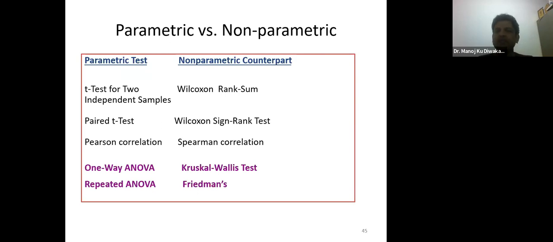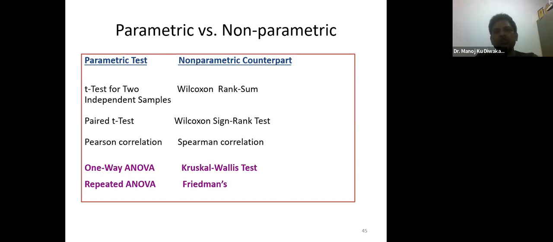If paired t-test is there, then you can go for the Wilcoxon signed-rank test. Pearson correlation, then you can go for Spearman rank correlation. And one-way ANOVA, we already discussed the Kruskal-Wallis test. If you have repeated samples, meaning the same subject or patients are assessed at different time intervals, first time interval, second, third, in that case you can go for the Friedman test.